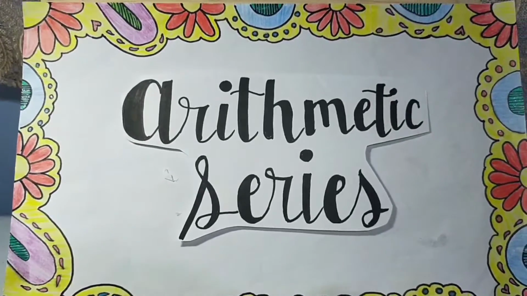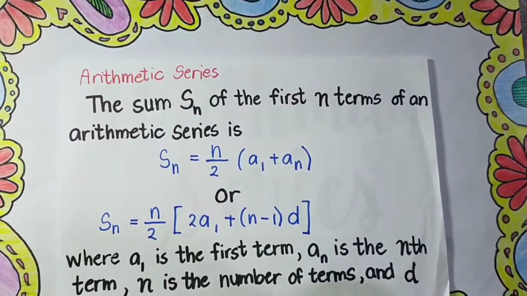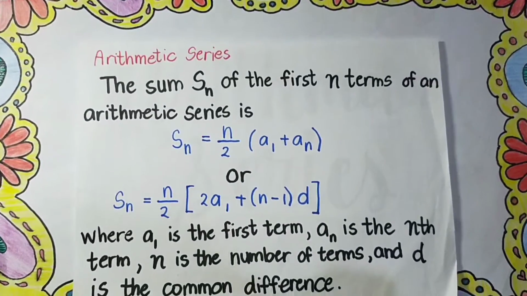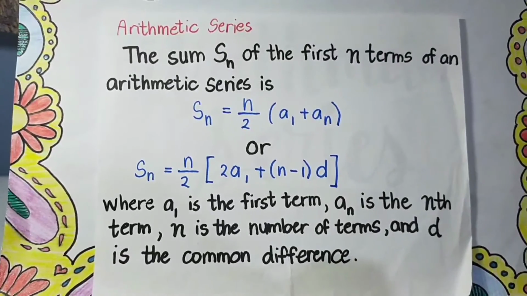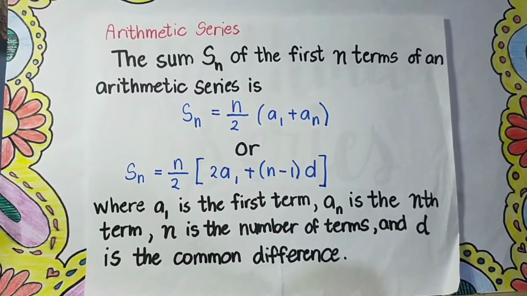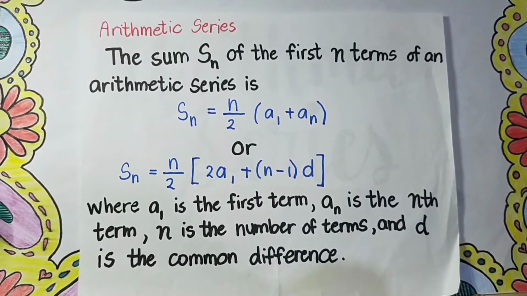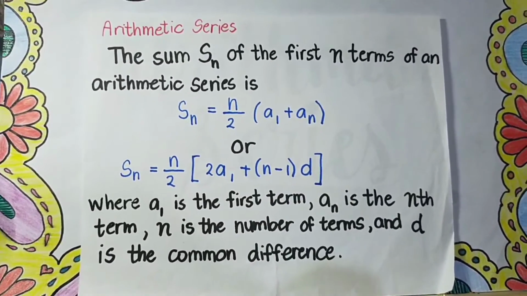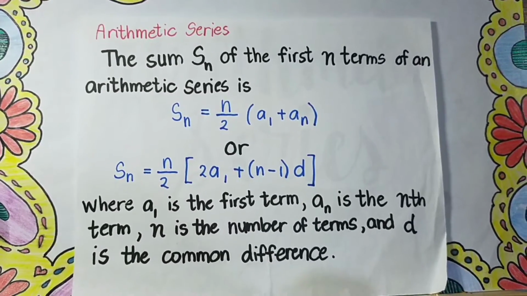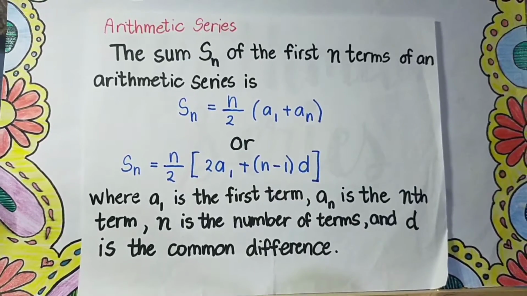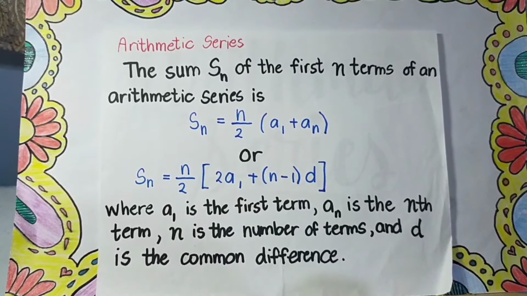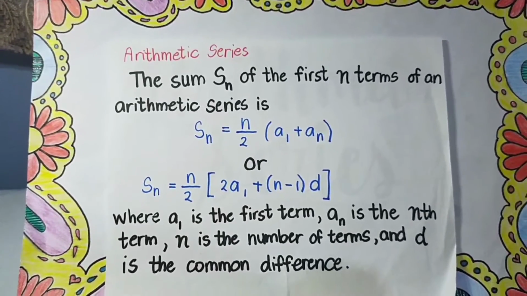Arithmetic series. The sum S sub n of the first n terms of an arithmetic series is S sub n is equals to n over 2 times the quantity of a sub 1 plus a sub n, or S sub n is equals to n over 2 times the quantity of 2 a sub 1 plus the quantity of n minus 1 times t, where a sub 1 is the first term, a sub n is the nth term, n is the number of terms, and t is the common difference.